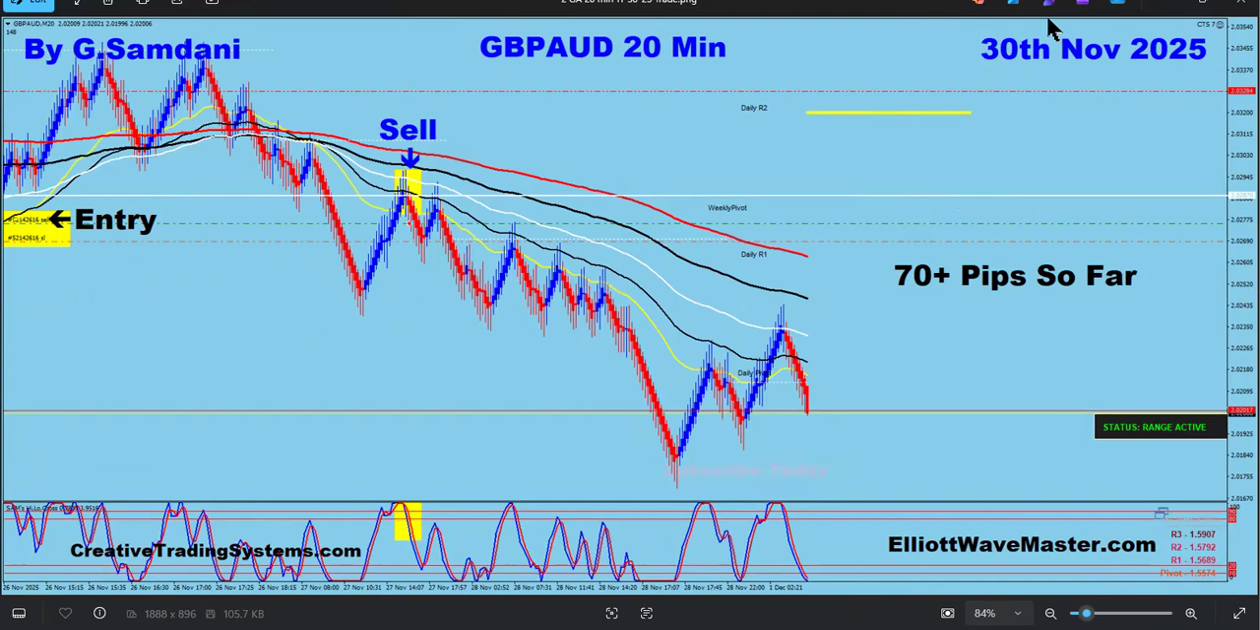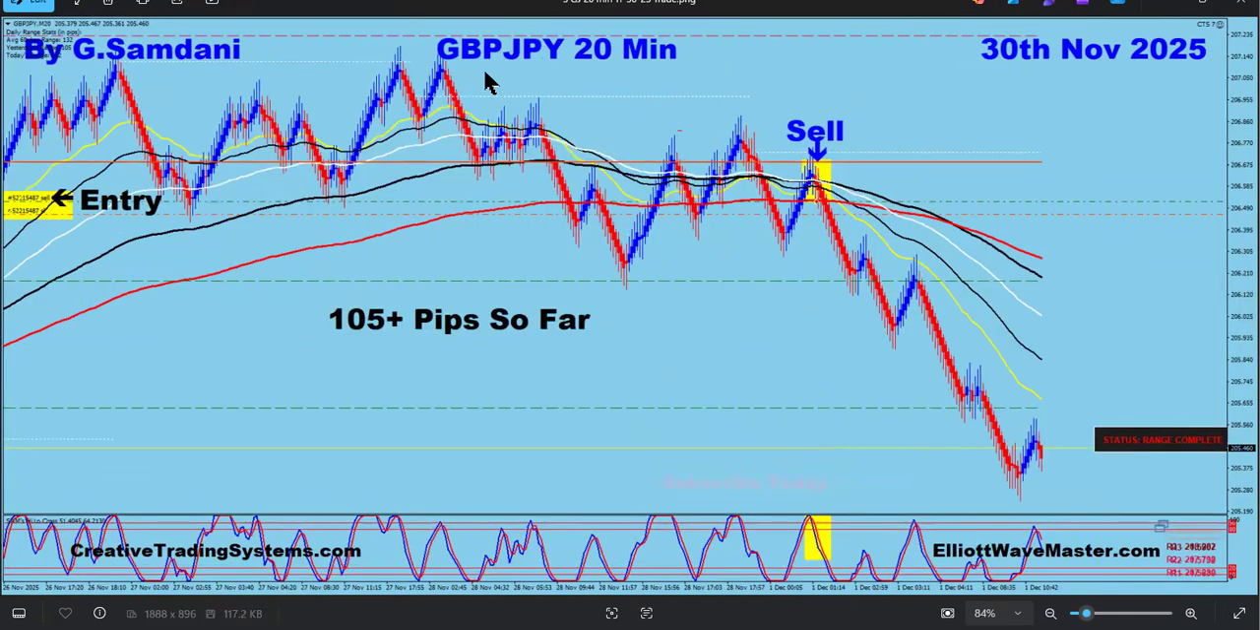And let me see if I'm recording here. I think I'm doing okay. So yeah, pound Aussie for 70 pip on the 3rd, November 3rd, and this one also November 3rd, pound yen entry is here.